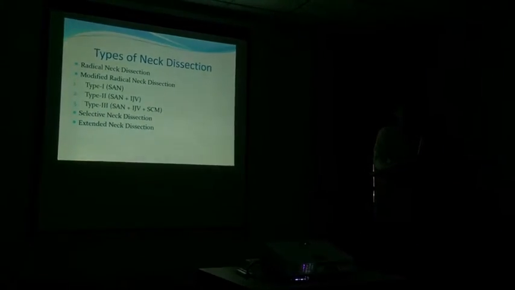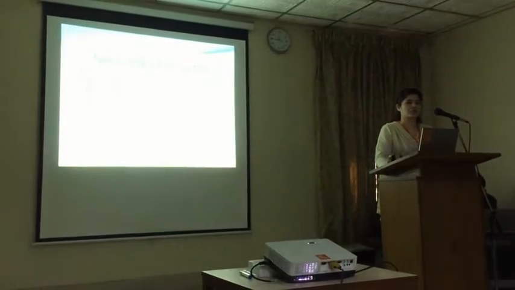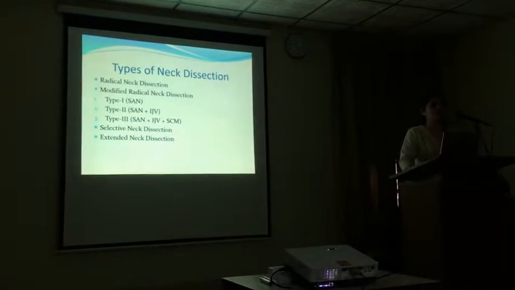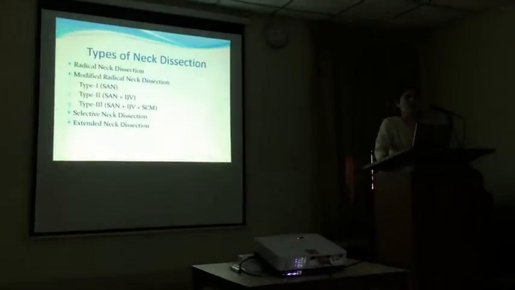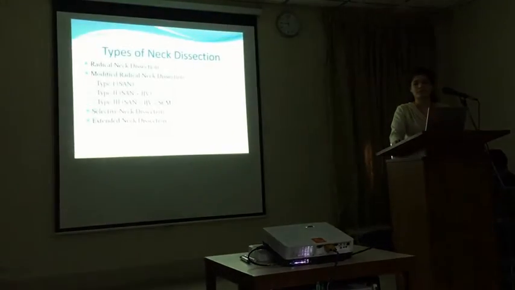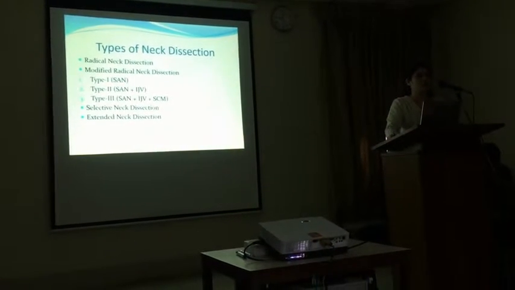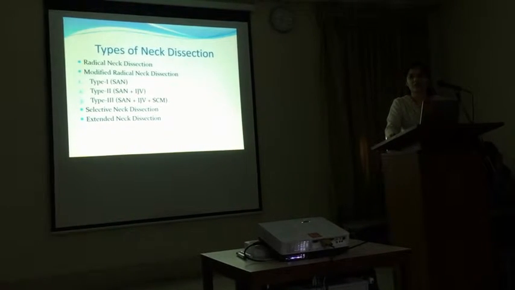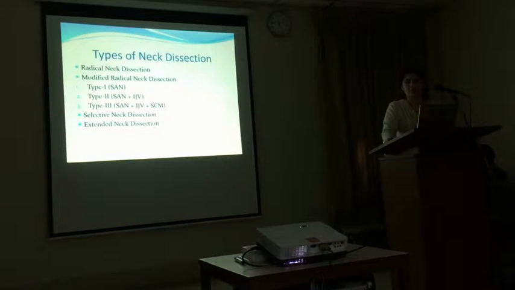As most of you are already familiar with the types of neck dissection, I am just going to summarize them all here. There are 4 main types. The first one is radical neck dissection. In radical neck dissection, level 1 to 6 lymph nodes are removed, along with the 3 important non-lymphatic structures: the internal jugular vein, the spinal accessory nerve, and the sternocleidomastoid muscle.